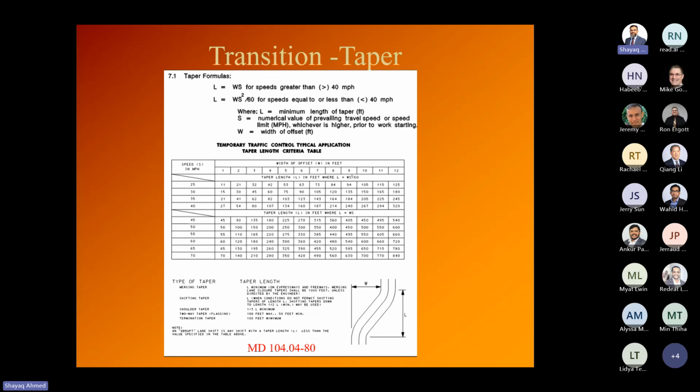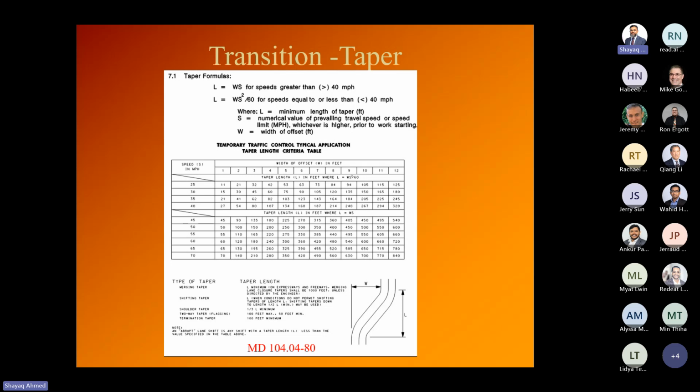Then the next area, transition. So how do we do these transitions? There is a formula that we use for any tapers when we design it. The term W stands for the width of the roadway. If the lane width is 12 feet, and if you're designing for a 40 miles an hour road, with a 12 feet lane closure, you need to provide at least 320 feet taper if the speed is 40 miles an hour or less.